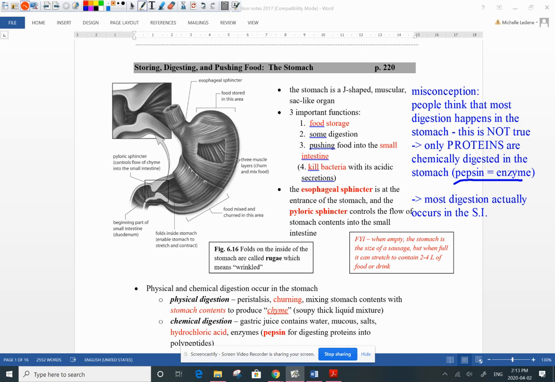The stomach itself is a J-shaped organ. You can see it's like a J like this, and it's a very muscular organ. It's only probably about as big as a sausage, but it can expand and get as big as a 2 or 4 liter size. So like the size of a jug of milk. And mostly the stomach stores food. And remember that it acts as the first line of defense, right?